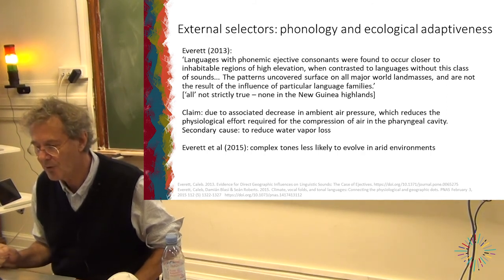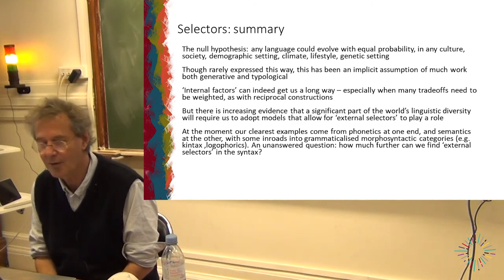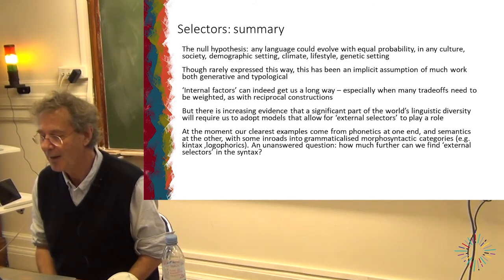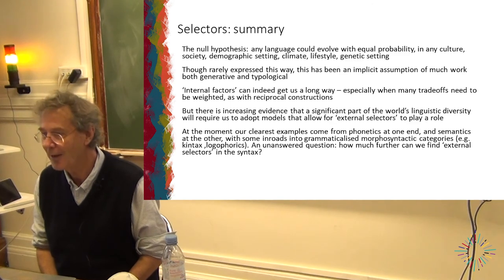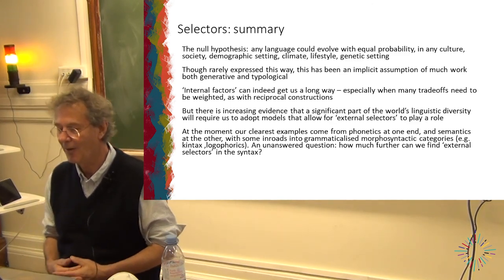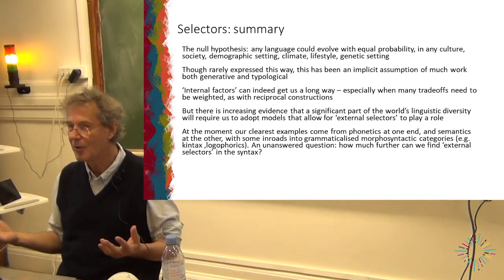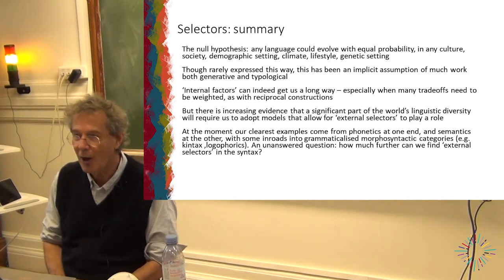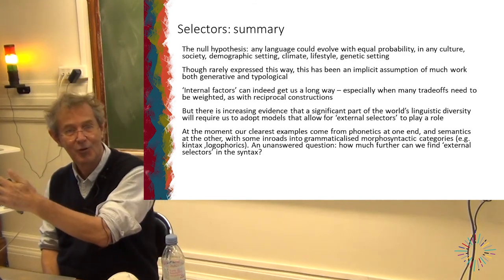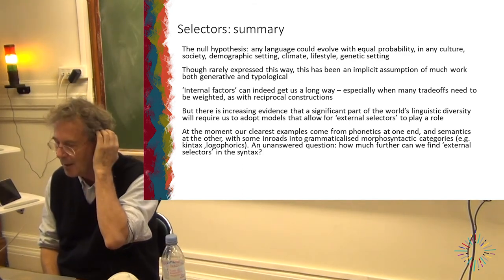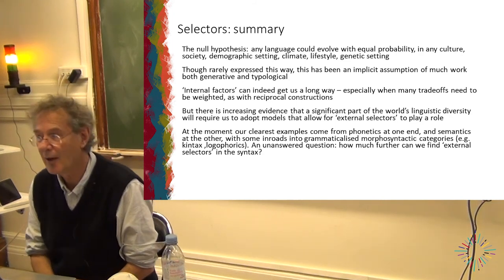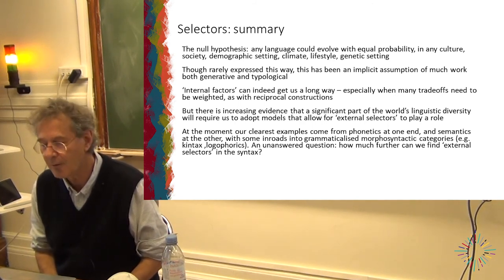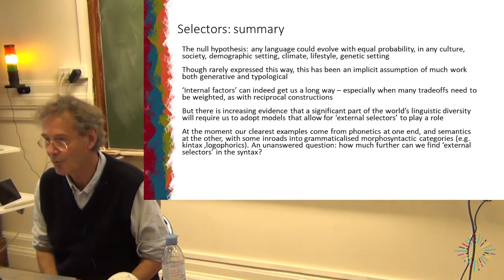So if we just summarise what I've talked about today regarding selectors, I think it's helpful to think of what the null hypothesis would be, and that would be that any language could evolve with equal probability in any culture, society, demographic setting, climate, lifestyle, or genetic setting. It's only a coincidence that French evolved in France and not in China, and that Mandarin evolved in China and not here, and so on for many others. Do we want to argue that? I would say that's actually an implicit assumption of a lot of linguistics, at least core linguistics, though not since the beginning of time in language studies.